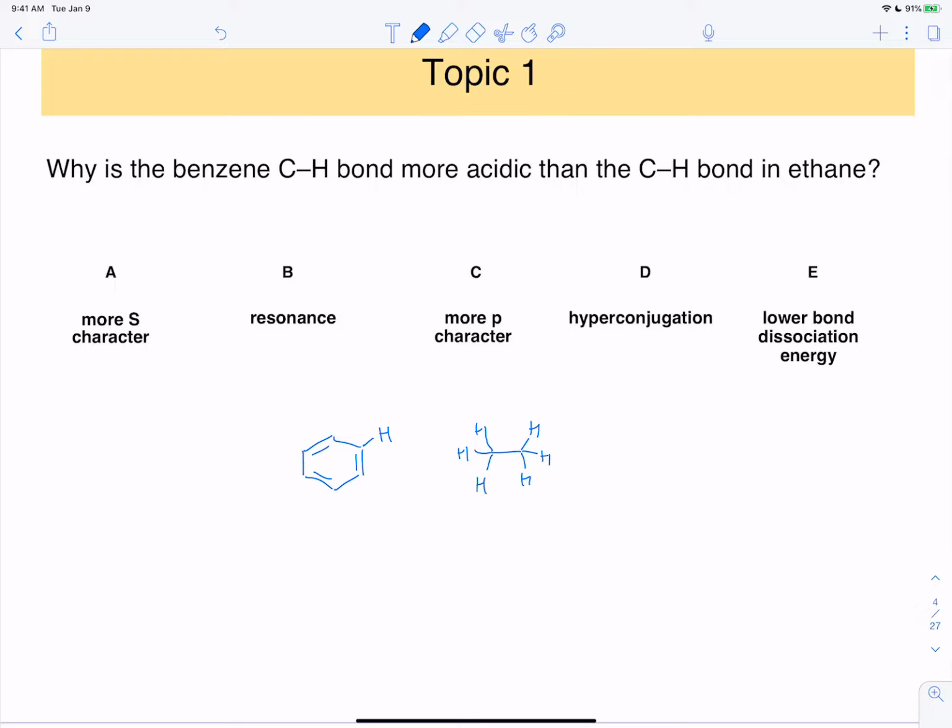So when we consider the acidity of some molecule, frequently we want to imagine what the conjugate acid or base looks like. If we are talking about acidity, we can imagine each of these deprotonated and try to figure out what the stabilizing factors are that are present in each molecule. So if we deprotonate both ethane or benzene, we get an aryl anion or an alkyl anion.